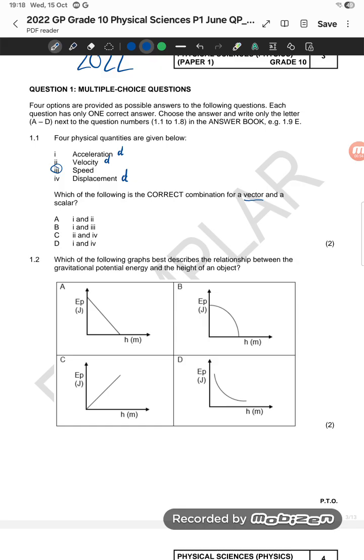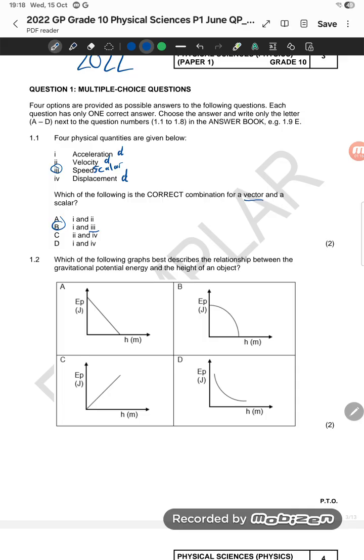Which of the following is the correct combination? Oh, the correct of a vector and a scalar. Oh, so speed has got to be number 3. And because that's a scalar, it only has magnitude, it only has a certain amount. So I would say 1 and 3 would be.